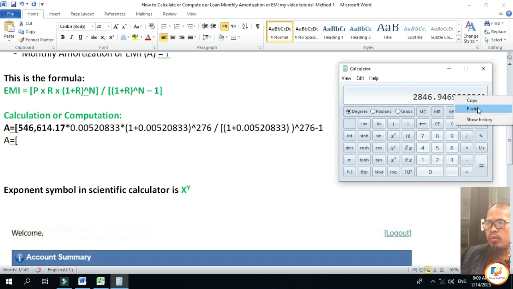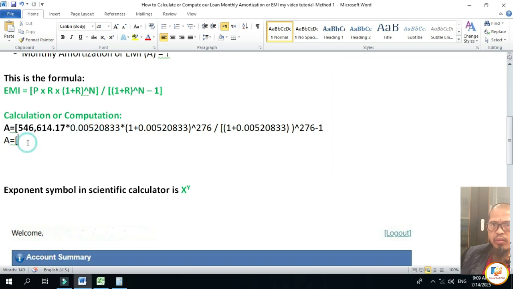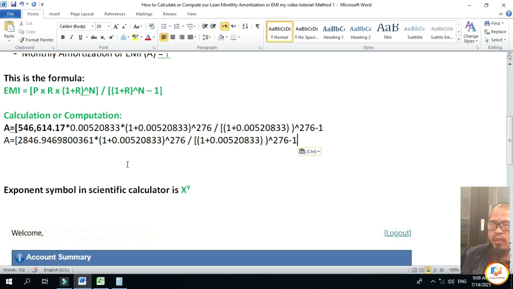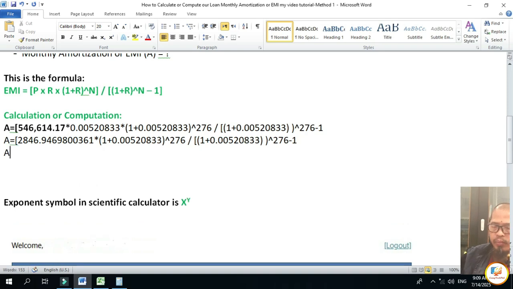This is the total now. Put it here, times, so we just put it down here. Then we have to substitute it again. We're going to multiply this one.